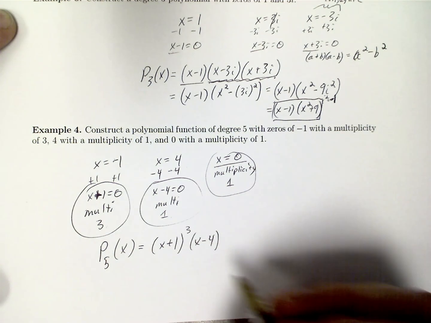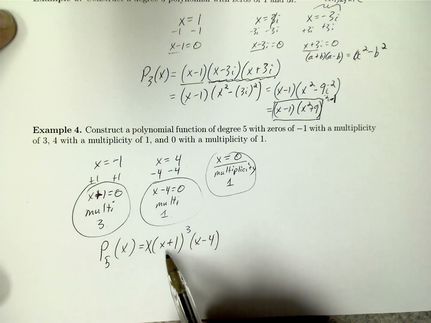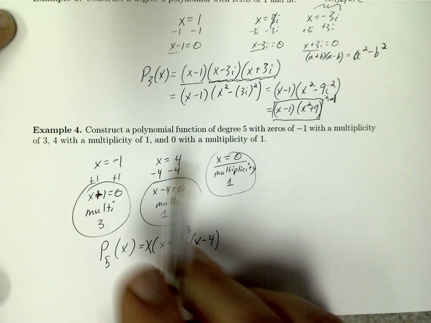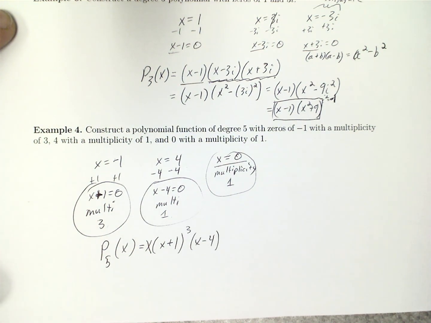Since x equals 0, and traditionally we put x out in front, x times x plus 1 to the third times x minus 4 is a basic polynomial that has all of these. It's degree 5, and it has those zeros with those multiplicities.